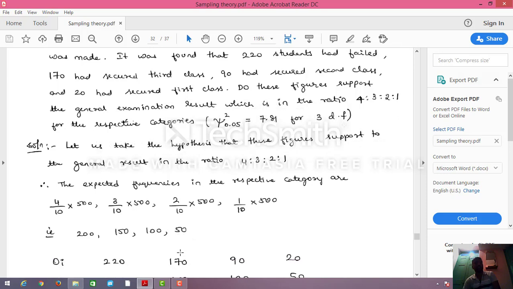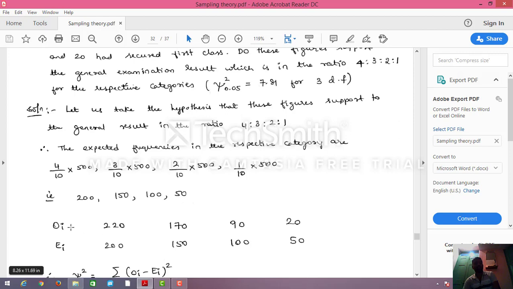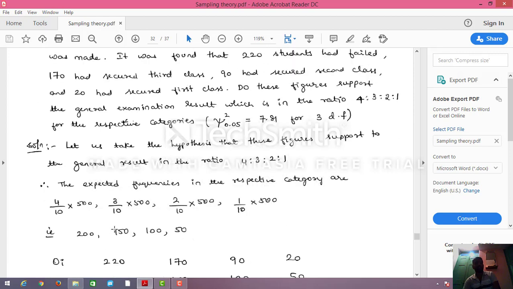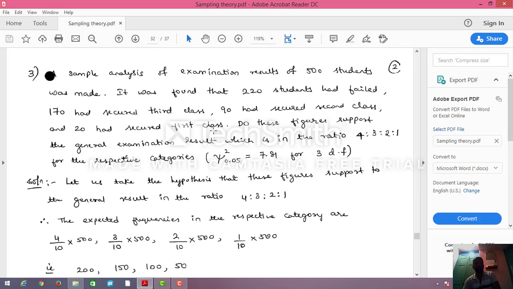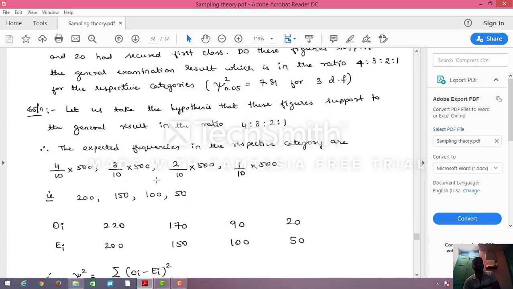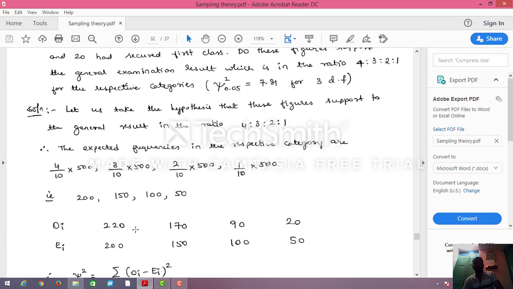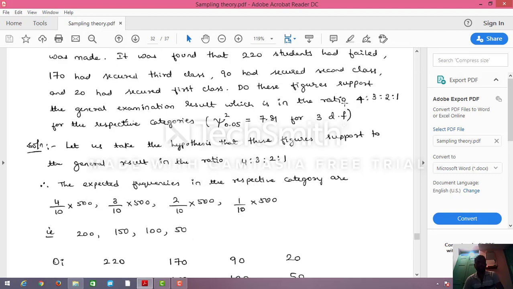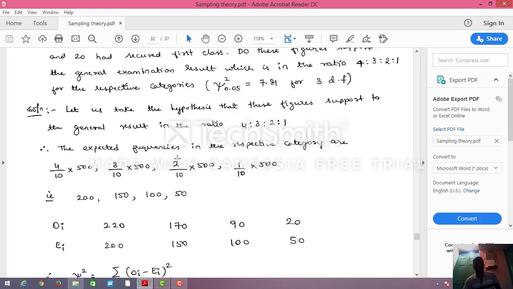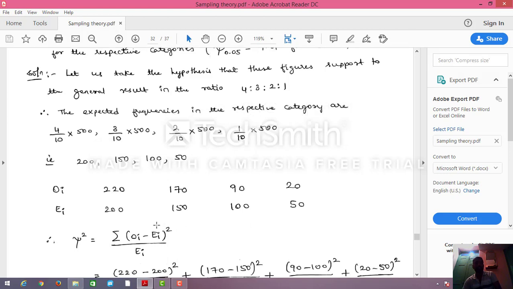Now here, the observed frequency is this one. 220 is failed students, as I already told. 220 students have failed, 170 have secured third class, the next one, second class, is 90, and the next one, first class, is 20. This is 220, 170, 90, 20. Next, the expected frequencies. What are the expected frequencies? They are nothing but 4 is to 3 is to 2 is to 1. If you do this, as I have already done, it is 200, 150, 100, 50. Here the expected frequencies differ. In the previous two problems, the expected frequencies were the same.